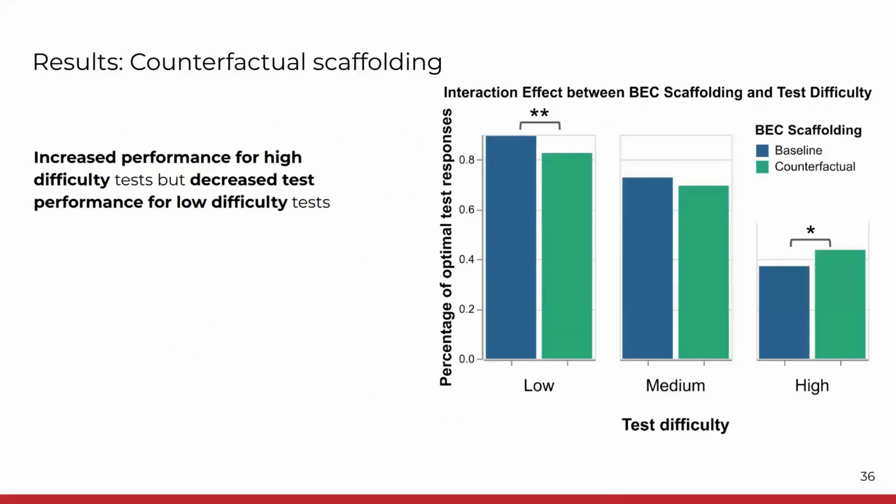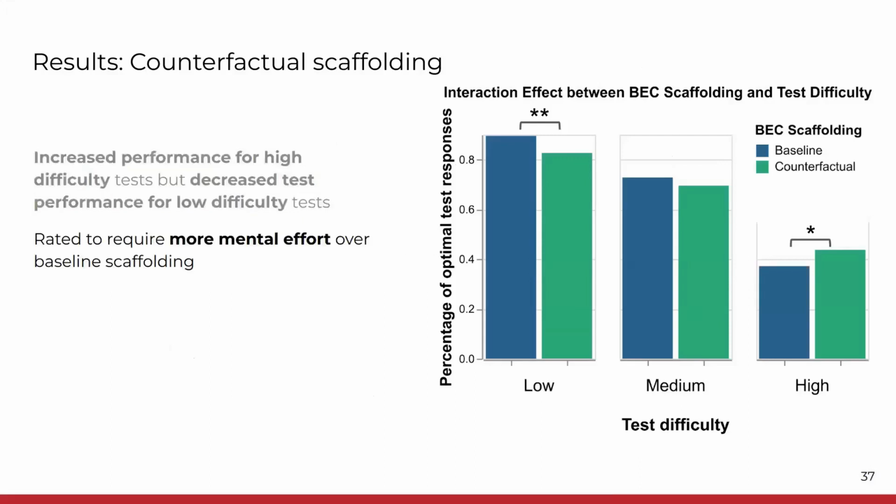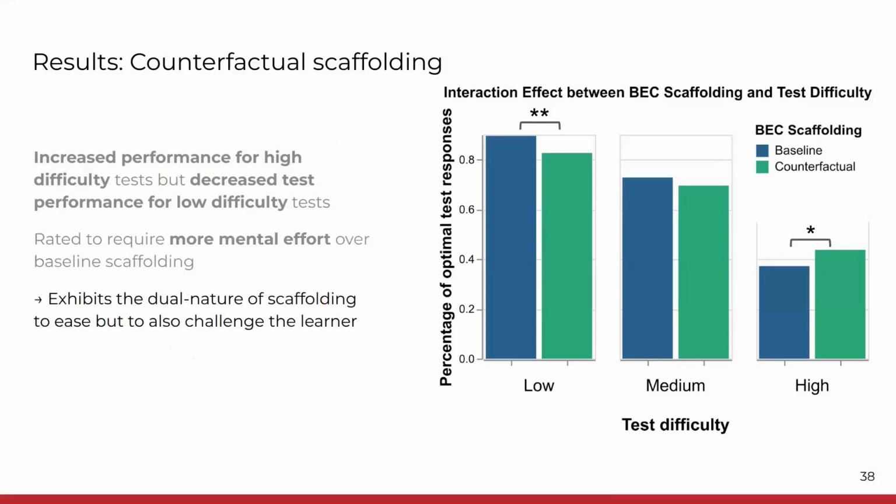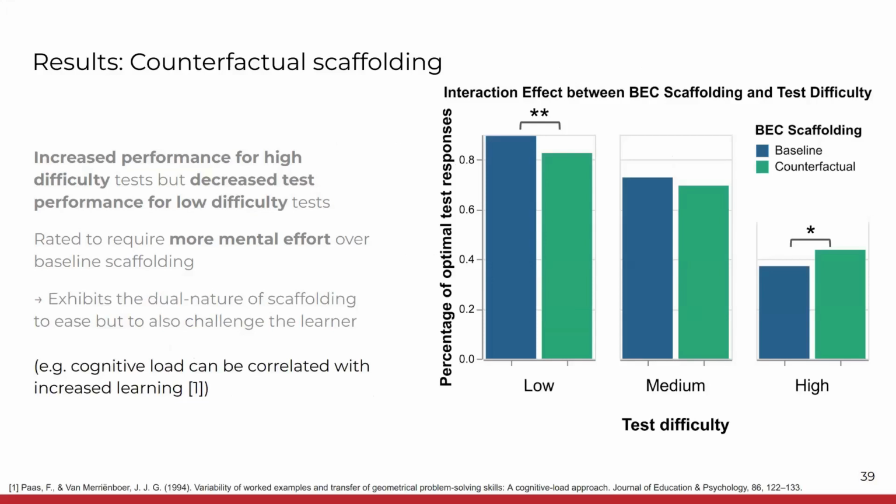We found interesting results for our counterfactual scaffolding, which increased performance for high difficulty tests over baseline scaffolding that didn't use human counterfactuals, but it also decreased human test performance for low difficulty tests. It was also rated to require more mental effort to understand. This nuanced result, we believe, actually demonstrates the dual nature of scaffolding, which is to ease a human into learning, while also deliberately challenging them with new information that they must reconcile in their mind to learn. For example, we felt that mental effort was always to be avoided, but to our surprise, the education literature tells us that higher mental effort can actually be correlated with increased learning, as long as the student is progressing.